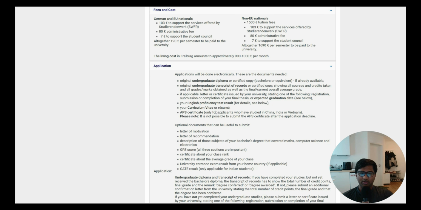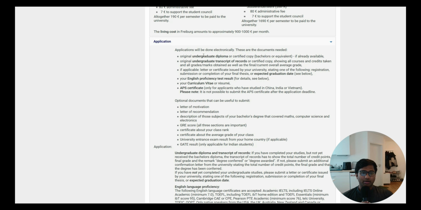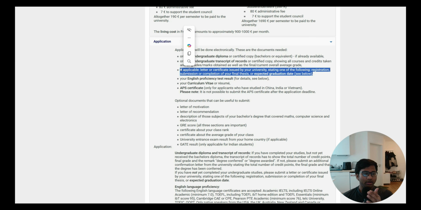Then the application, and these are the things that you need to have. The main documents are your undergraduate degree, the bachelor certificate if already available. If not, then a prognosis certificate, which means that you are still pursuing and are expected to graduate on a particular date. Then the undergraduate transcript of records, the degree certificate, transcript of records. Then, if applicable, a letter or certificate issued by your university stating one of the following: registration, submission or completion of final thesis. This is the one I told you about, which is called the prognosis certificate. If you have not finished the degree, then you need to get this prognosis certificate.